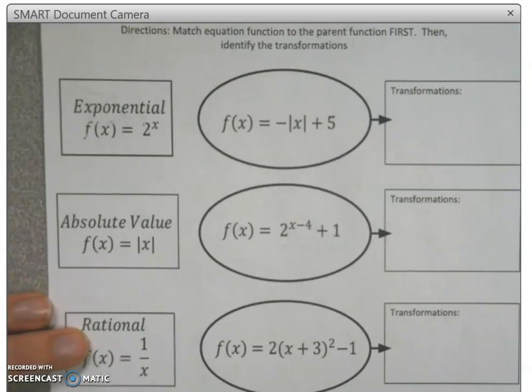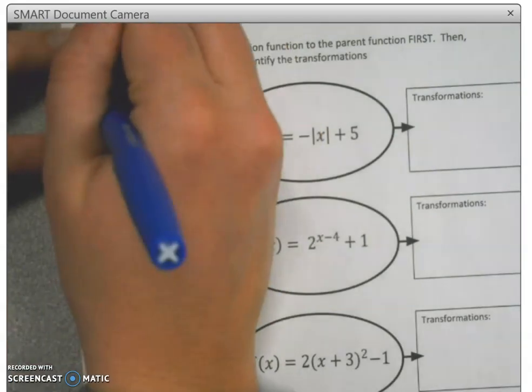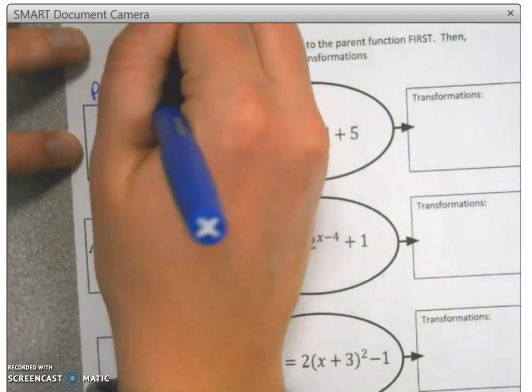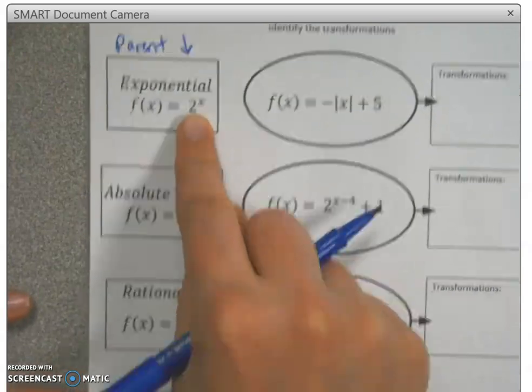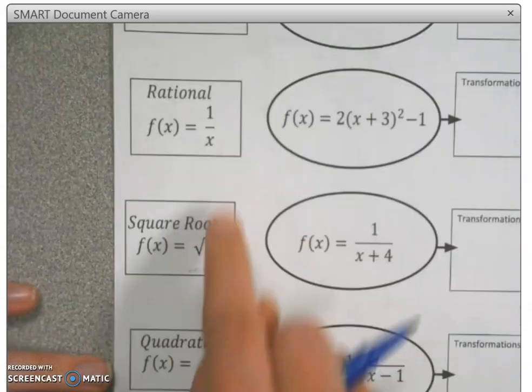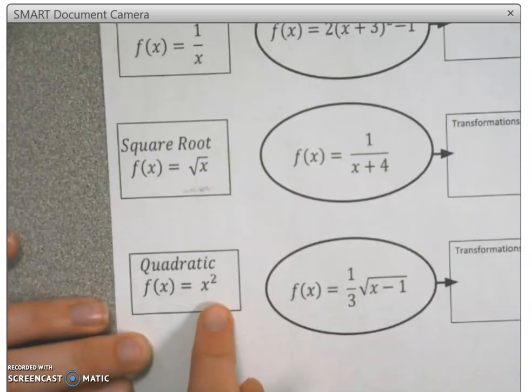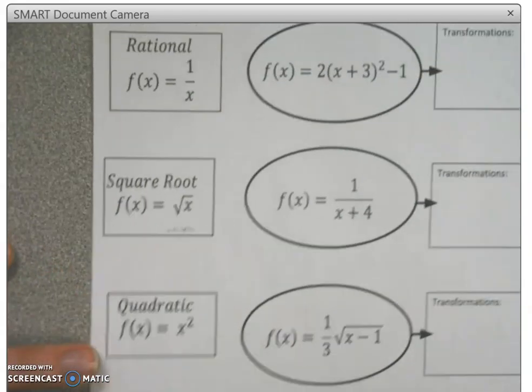On the second page, it does show you different functions. So over here are your parent functions. So if you want to write that. Remember, a parent function is a function in its simplest form. So exponential is 2 to the x power. We have absolute value of x, 1 over x, square root x, x squared. Others are x cubed, x to the 4th. We went over all of these in your types of functions notes.